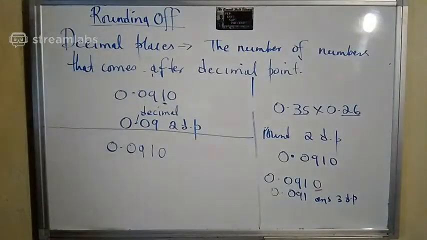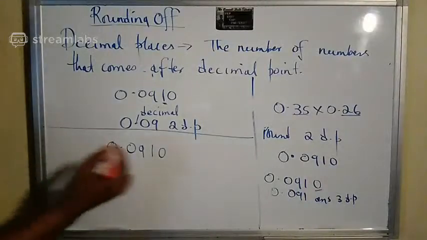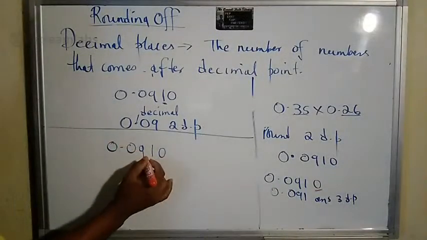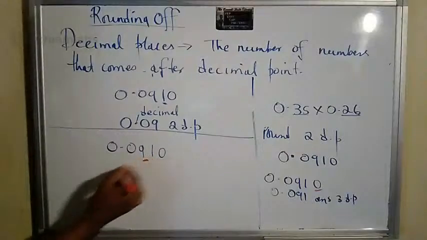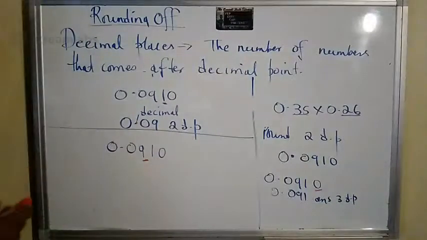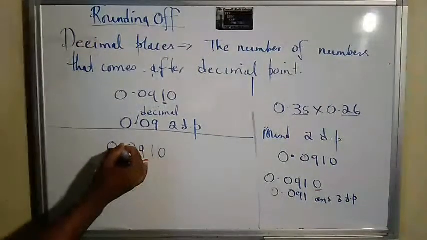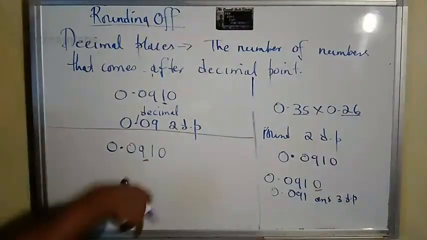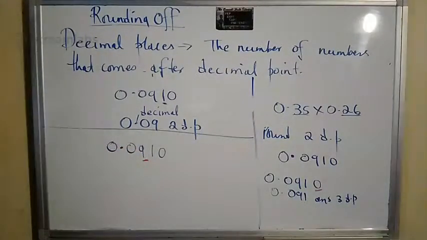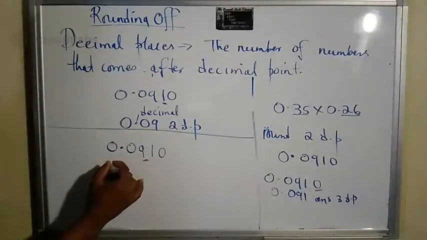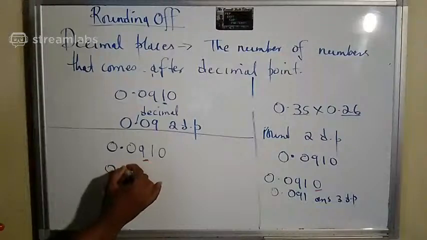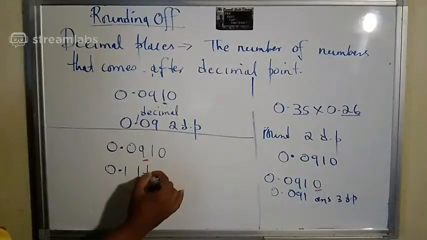You go to which number? The 2nd number after the decimal point, because you don't consider the ones here. Consider this 9, right? Is 9 higher than 5 or lower than 5? Higher. So when it's higher, what do you have to do? Add 1. So you add 1 to this one, so it will be 0.1. And that's 1 decimal place.